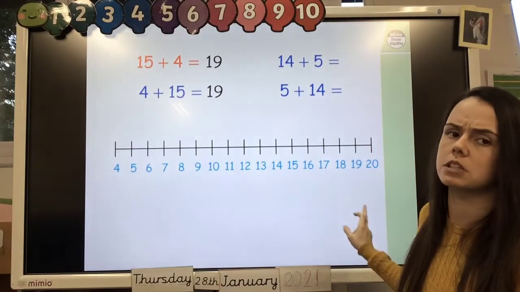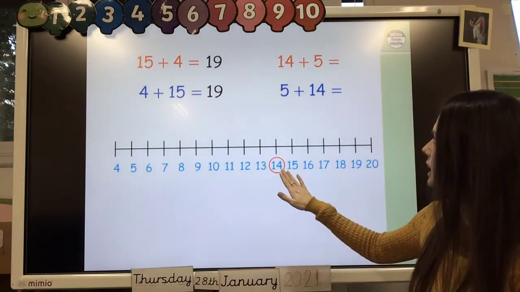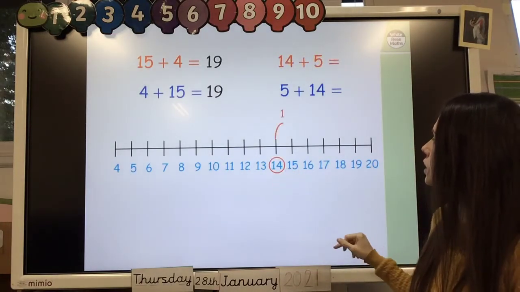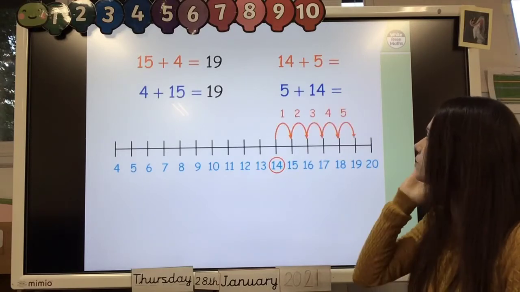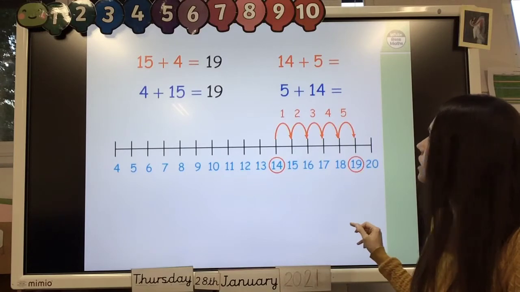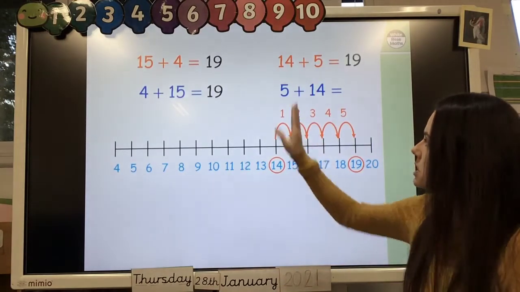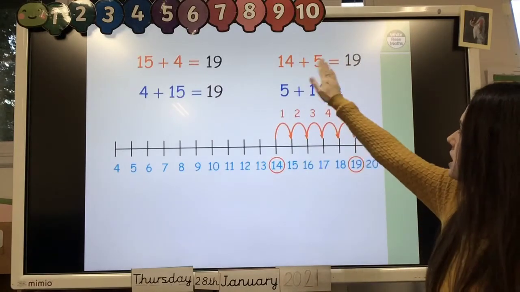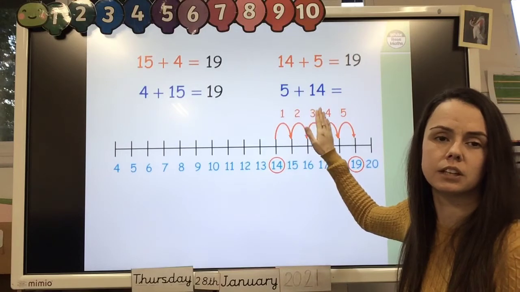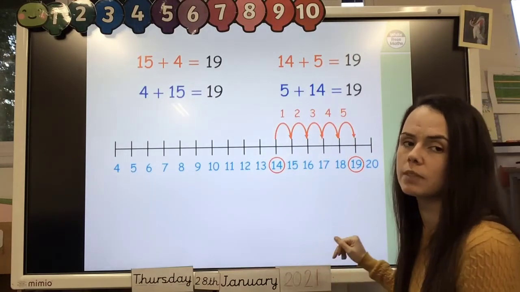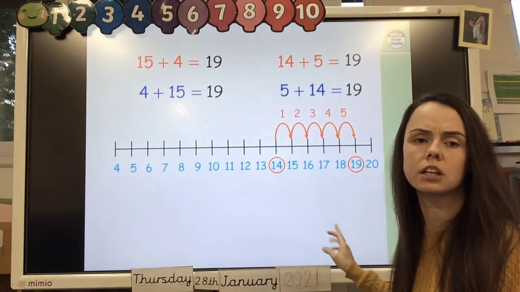Let's try and do these ones. 14 add 5. So we're going to find 14, and I'm going to count on 5. 1, 2, 3, 4, 5. It makes 19. So it's the same answer. So if 14 add 5 is 19, what's 5 add 14 going to be? Also 19, well done. So what are these 4 questions?